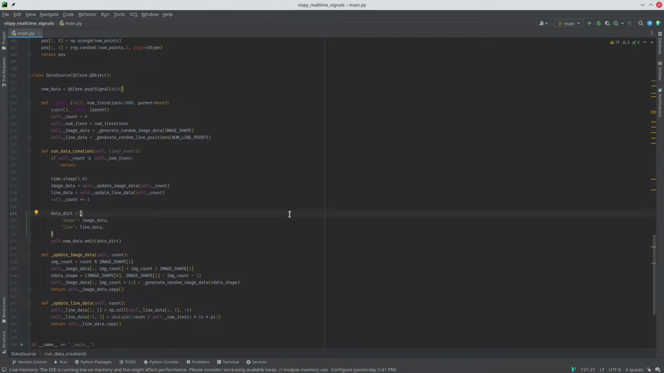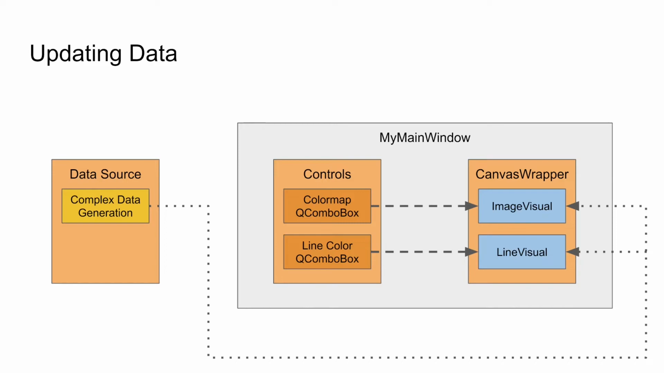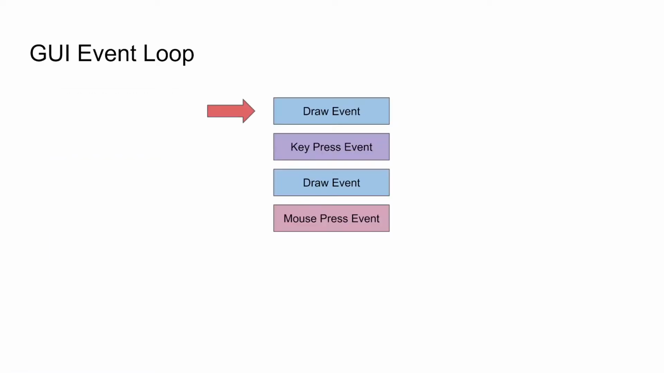Let's take a look at some diagrams to better explain this. So this is the diagram we had before. We've added a data source. It has some kind of data generation, and it's updating the image and line visual. We added a timer that triggers our data generation every number of iterations. But now let's look at how Qt sees the connection between these things.